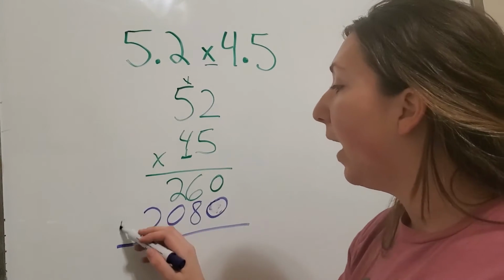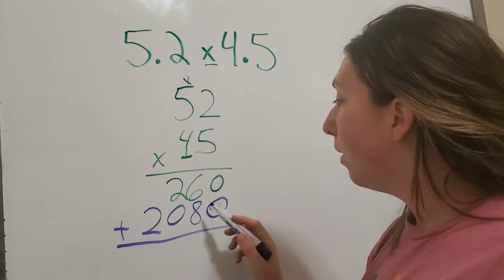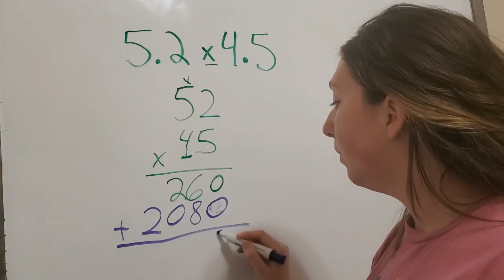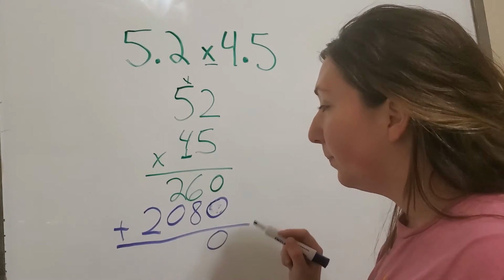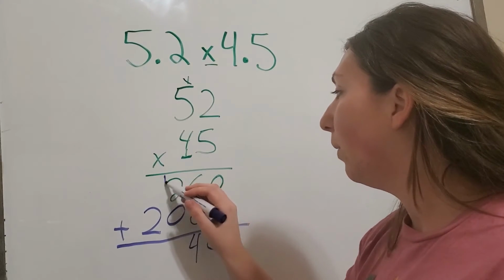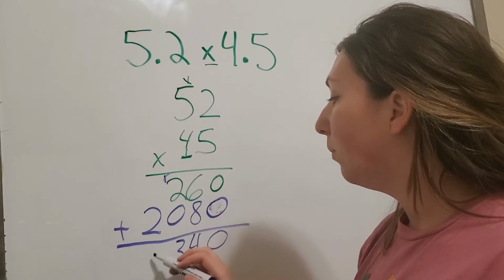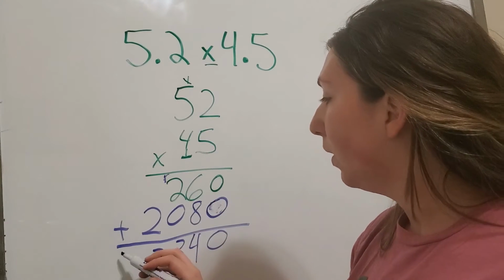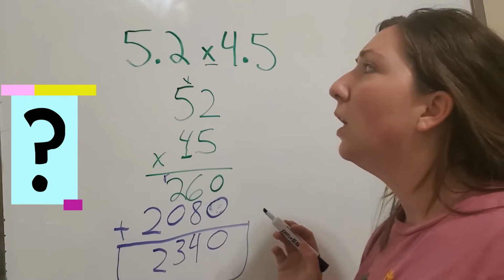All right, and now like when we always multiply, we are going to add those numbers. 0 plus 0 is 0. 6 plus 8 is 8, 9, 10, 11, 12, 13, 14. Carry the 1, 2, 3, and bring down the 2. All right, are we done? Did we forget about something?